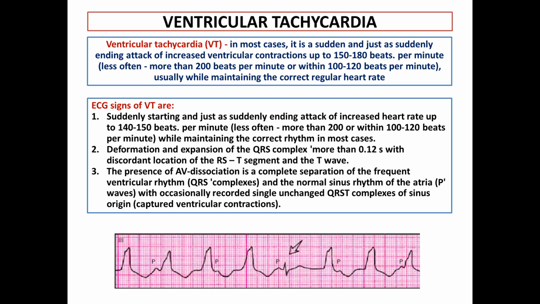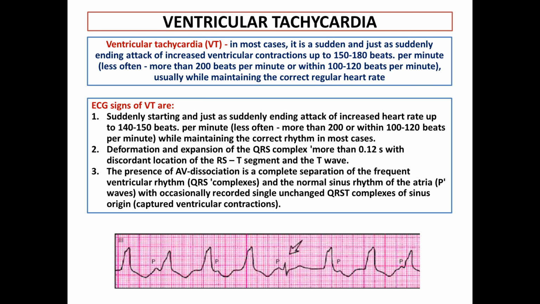Next is ventricular tachycardia. Ventricular tachycardia, in most cases, is a sudden and just as suddenly ending attack of increased ventricular contraction up to 140 to 180 beats per minute, and less often more than 200 beats per minute or within 100 to 120 beats per minute, usually while maintaining the correct regular heart rate.